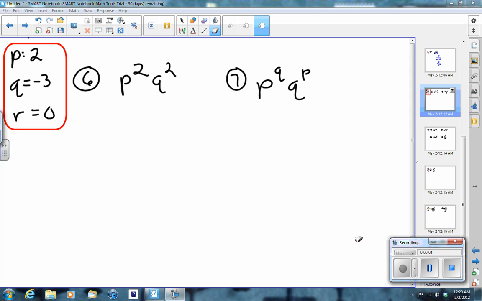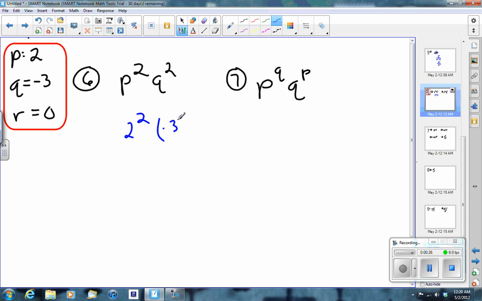All right, for problem number 6 and 7, you're asked to evaluate each expression. And to do that, we are substituting in these values here, 2 for P, -3 for Q, and 0 for R. So P is 2, that'd be 2 squared, and that was being multiplied by Q to the second power, or Q squared. So Q is -3 squared, negative. 2 squared is 4, -3 squared is 9, and 4 times 9 is 36.